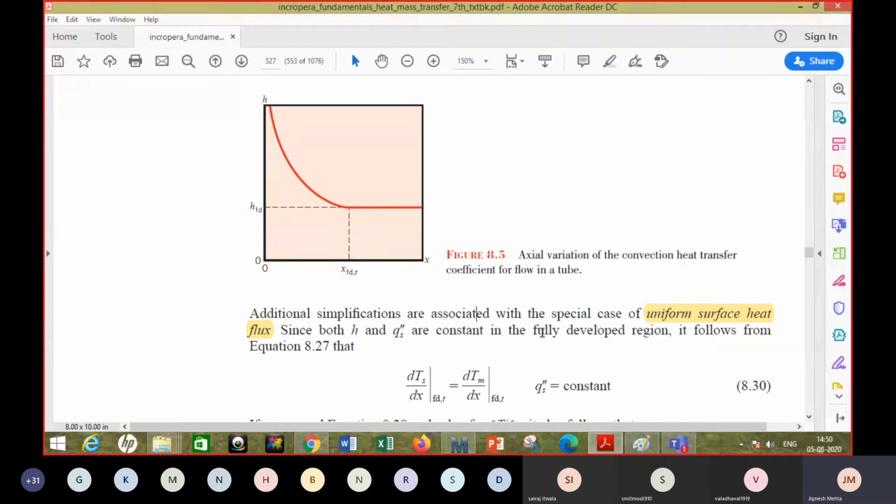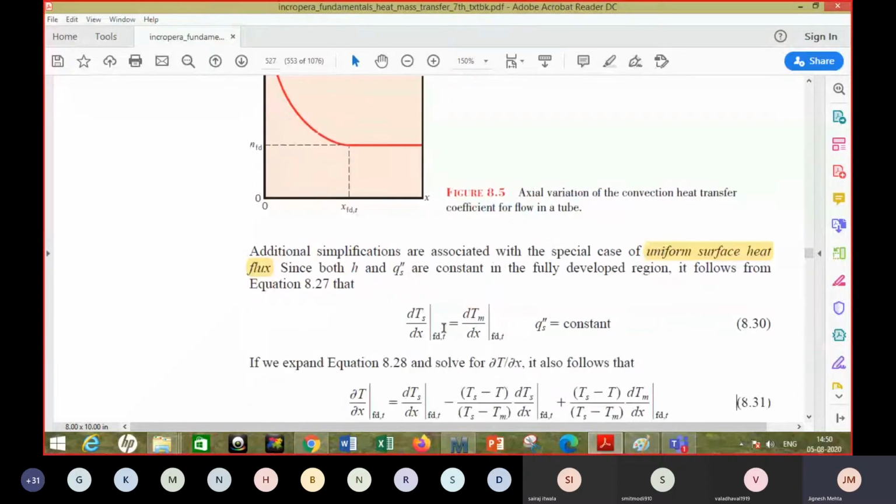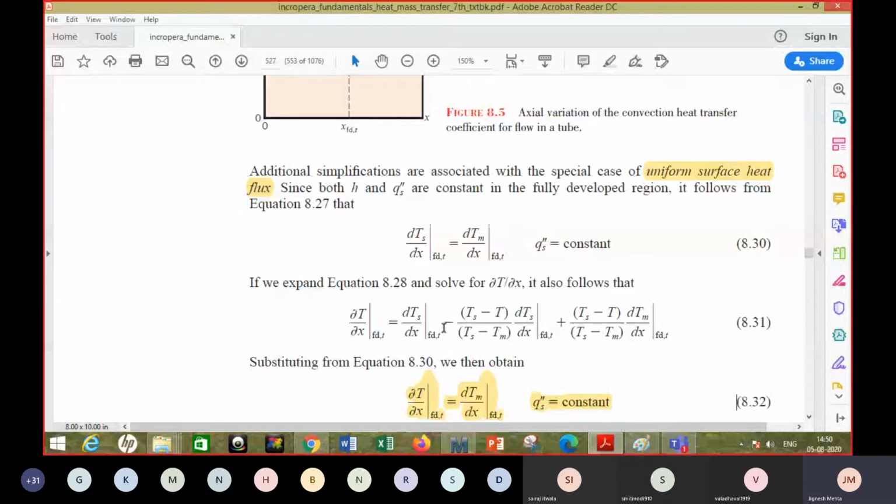Okay. Now, when you're talking about uniform surface heat flux, h as well as Qs double prime, both are constant. So from Newton's law of cooling, you are able to write this equation 8.30 when your Qs double prime, that is the heat flux, is constant heat flux boundary condition, right?